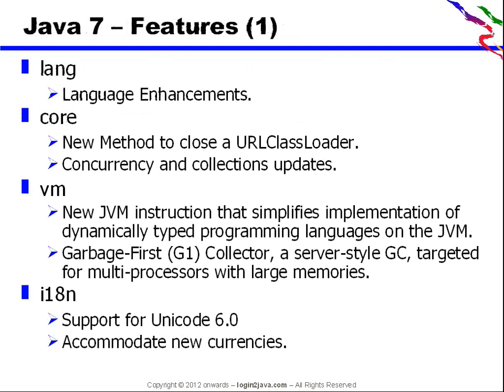Language enhancements. If we talk about the core of Java, then there is a new method to close the URL class loader, and there are some updates for concurrency and collections. There is a new JVM instruction that simplifies the implementation of dynamically typed programming languages on the JVM, like JPython, or you can say JRuby, Groovy, etc. Then there is enhancement in internationalization, support for Unicode 6.0, and it can also accommodate new currencies.